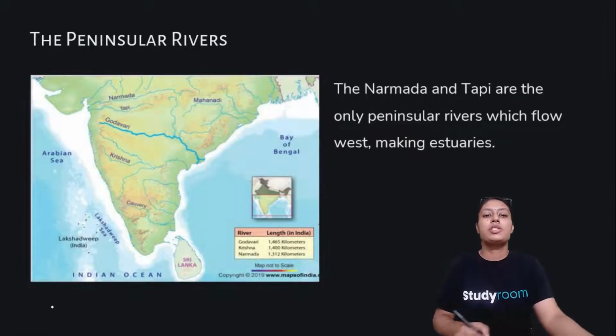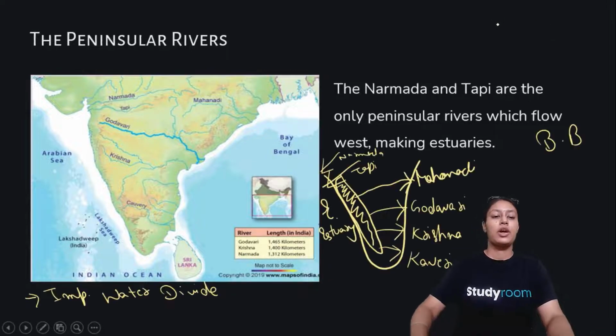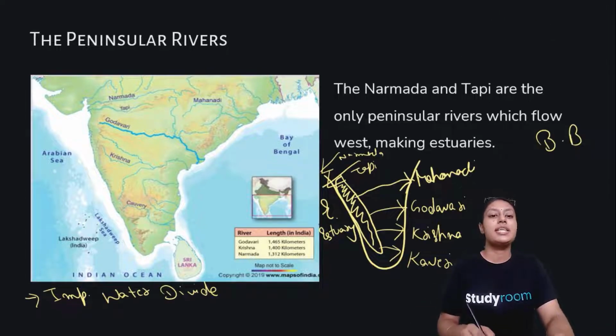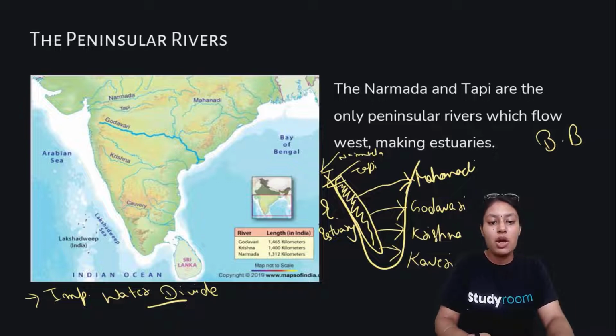Firstly, about Peninsular Rivers. The first very important thing is that peninsular rivers are the important water divide in the West Coast. Here you can see all the rivers are there in the Western Ghats, in the West Coast. Now, these rivers majorly flow from west to east.